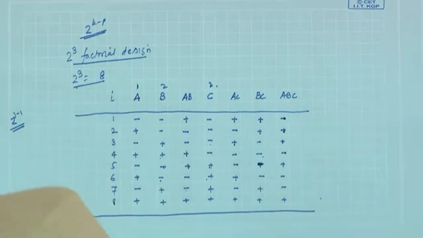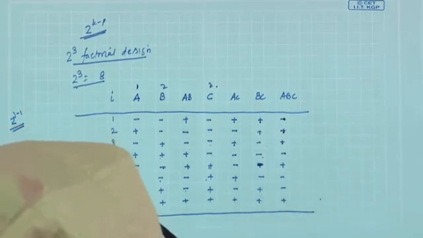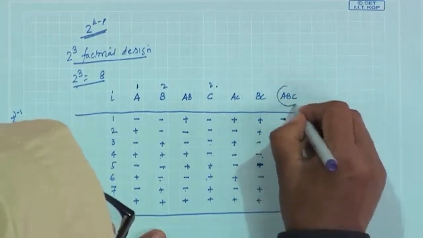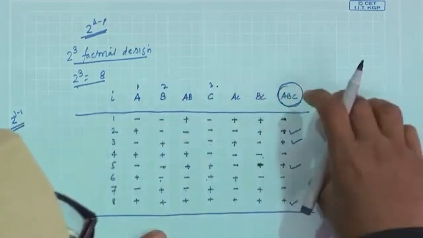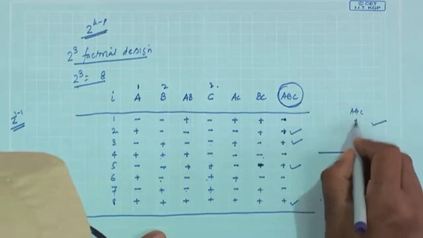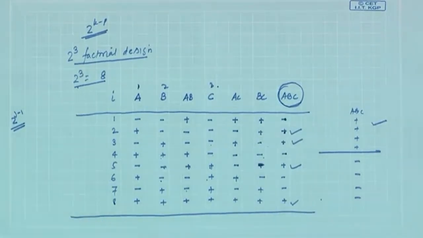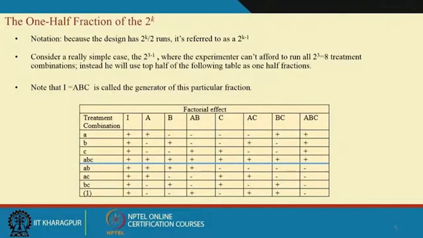Okay. Now, here you do some kind of readjustment. Suppose you just keep ABC only plus on one side, top up, and only minus on the other. So, ABC plus, plus, plus, plus, then minus, minus, minus, minus. This kind of difference you make, and then you will get a table like this. You see, this is the table.